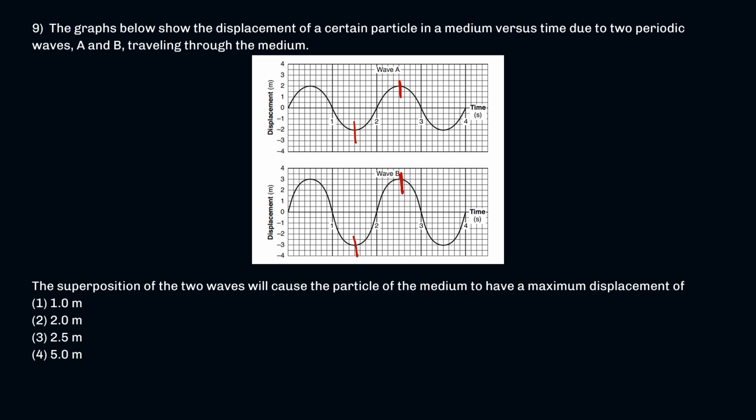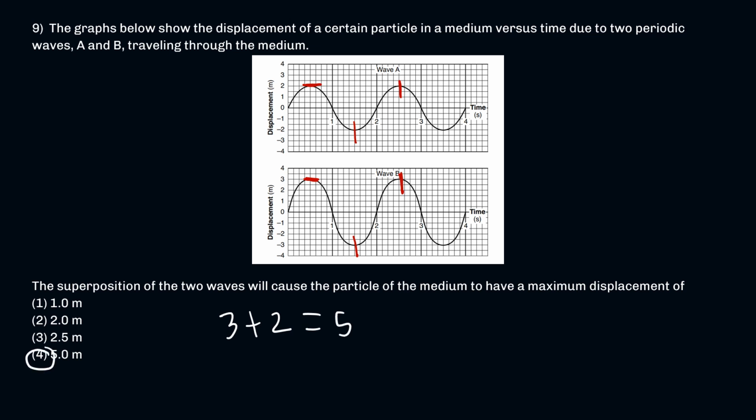So we look here, the superposition of the two waves will cause the particle of the medium to have a maximum displacement of. So what we do is add these together. In wave A, we have a displacement of 2 meters. In wave B, we have a displacement of 3 meters. So if you just add them together, 3 plus 2 is going to end up being 5. So that is answer choice 4.